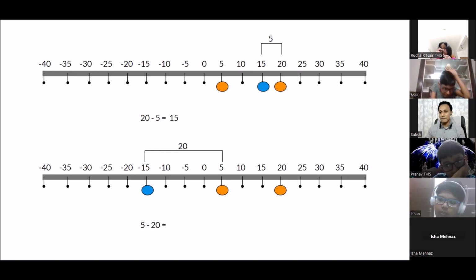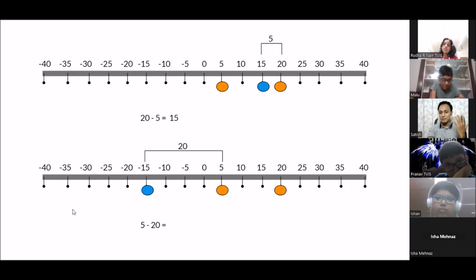Malu, yeah, tell me. So in the first case, 20 minus 5, you are taking 5 out of 20. But in the second case, 5 minus 20, you are taking 20 from the 5. Yeah. So what is the difference in the answer, whatever you are getting? What is the relationship? Like it is same 15, but in the first case it is plus and the second case it's minus. Negative. Brilliant.